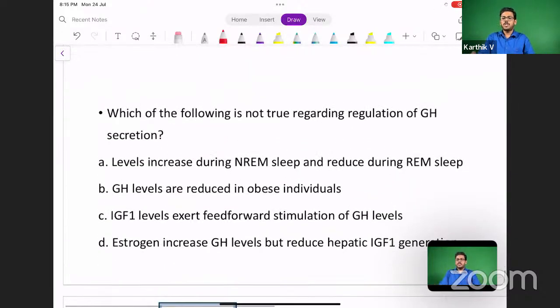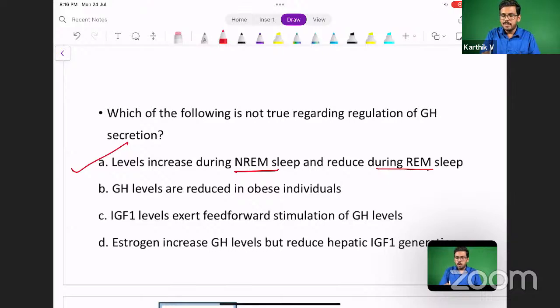So next question, which of the following is not true regarding regulation of growth hormone secretion? Again, a straightforward question. So all these are related to the regulation of growth hormone, the factors that stimulate or inhibit the growth hormone levels. So levels increase during NREM and reduce during REM. It's a very true statement.